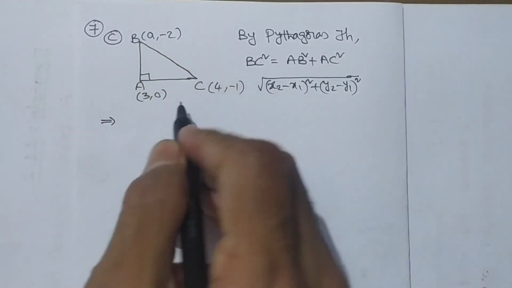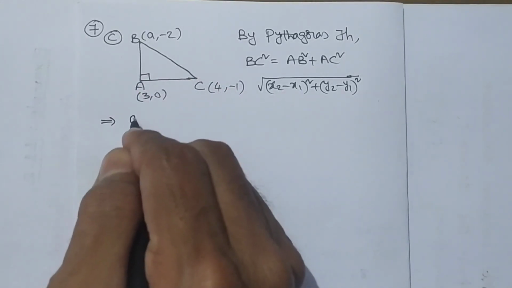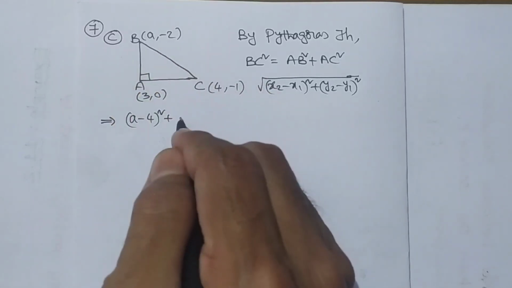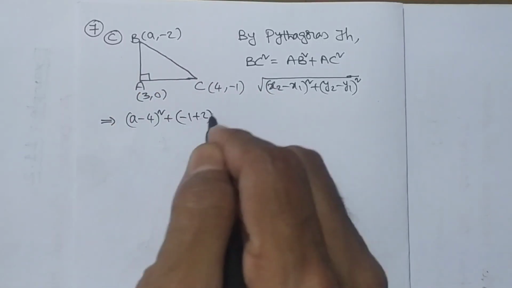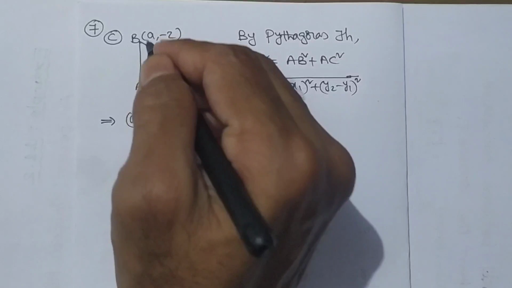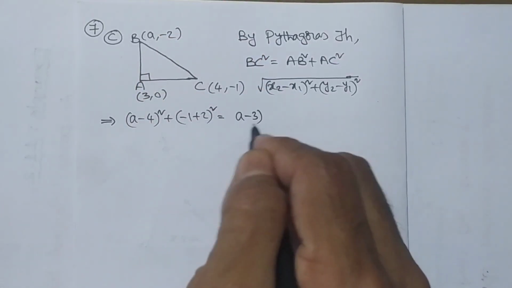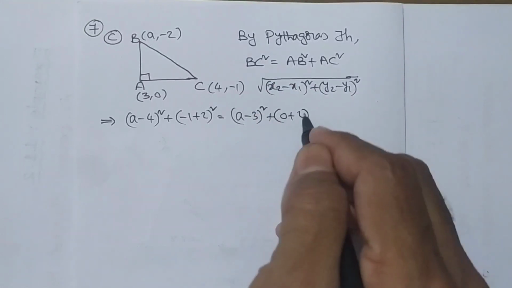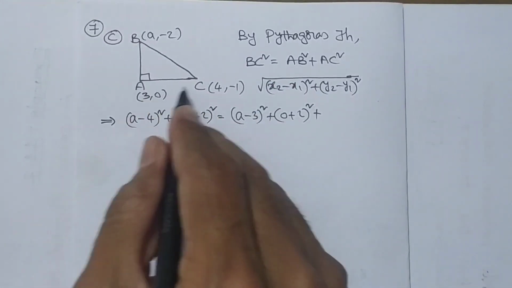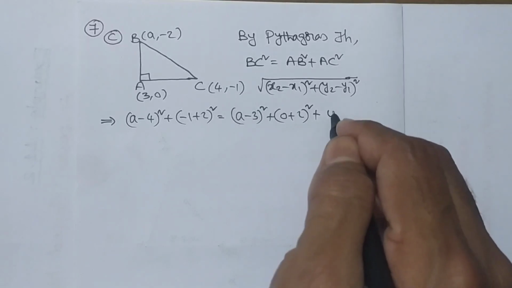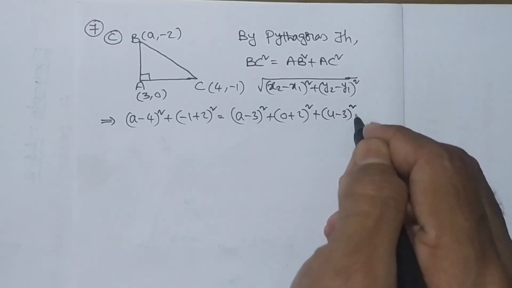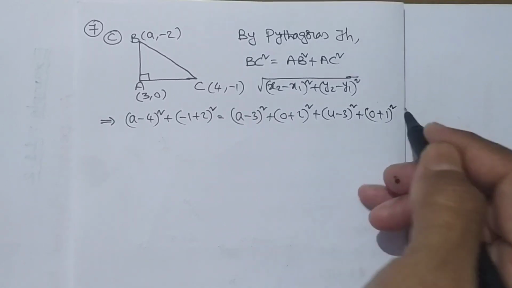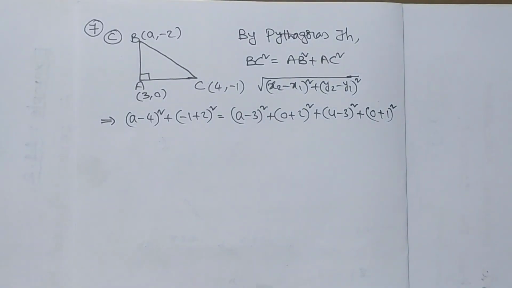Now the B to C distance is (a minus 4) whole square plus (-1 plus 2) whole square. That is BC square. AB square is (a minus 3) whole square plus (0 minus of minus, means 0 plus 2) whole square. It is AB square. And AC square also to be done: (4 minus 3) whole square plus (0 plus 1) whole square. We have to simplify this to get the value of a.